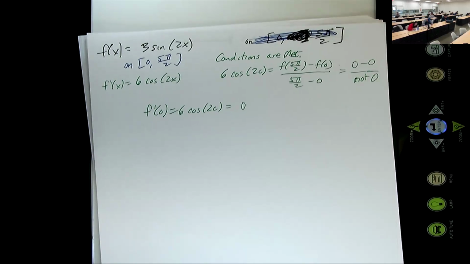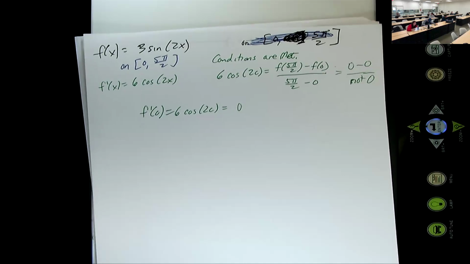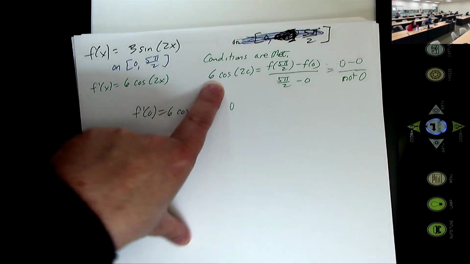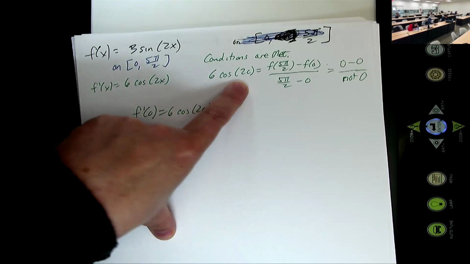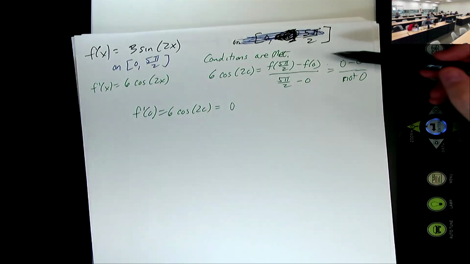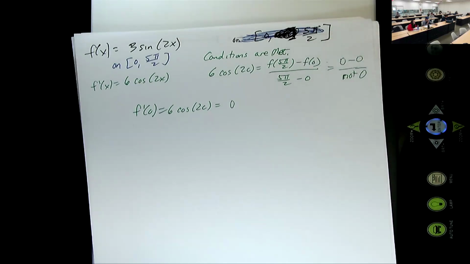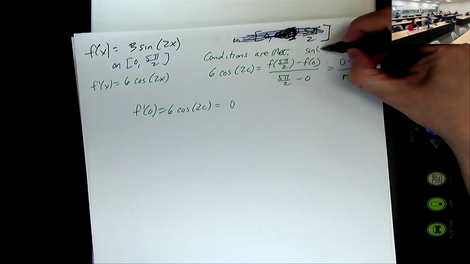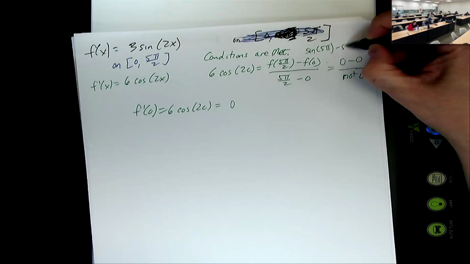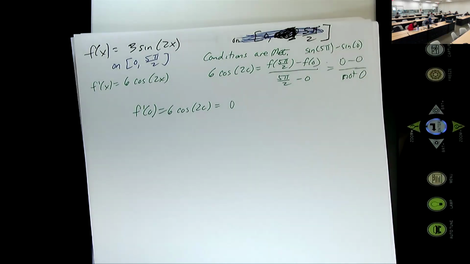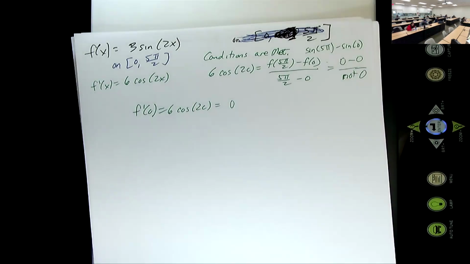Walking through it a little bit, if you take the derivative, you've got 6 cosine of 2x. Don't forget the chain rule by taking the derivative of the inside. So we plug in c: f prime of c, we have 6 cosine of 2c equals the function evaluated at 5 pi over 2 minus the function evaluated at 0, but that is sine of 5 pi minus sine of 0, and both of those are 0. The bottom is not 0, so we're 0 over 5 pi over 2, which is 0.